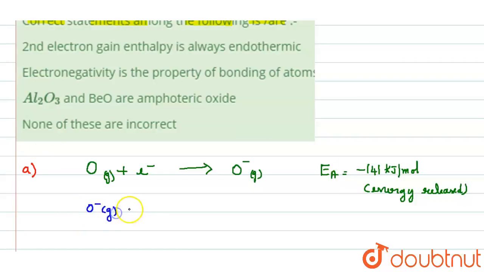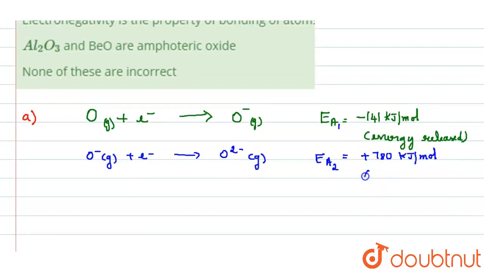O minus gas, as it gains an electron to form O2 minus gas, the value suddenly changes. This was EA1, so the EA2 value will suddenly be positive 780 kilojoule per mole. The reason behind it being positive is that energy is absorbed in this case. Due to the smaller size of oxygen and due to the absence of an empty d orbital, it is highly positive here, but in the case of all other elements it also increases due to the effective nuclear charge also increasing.